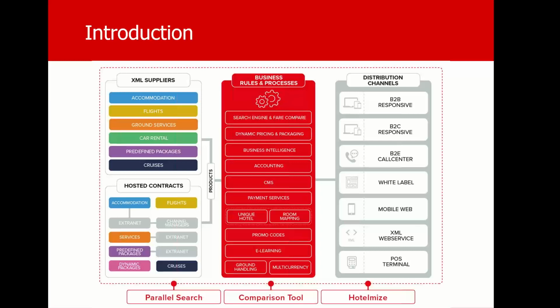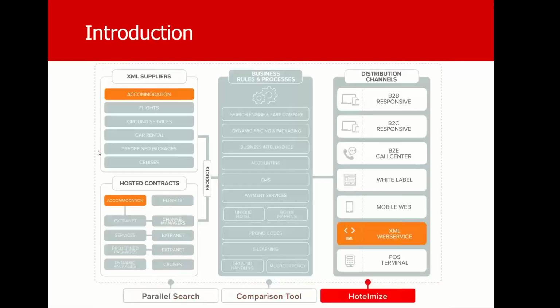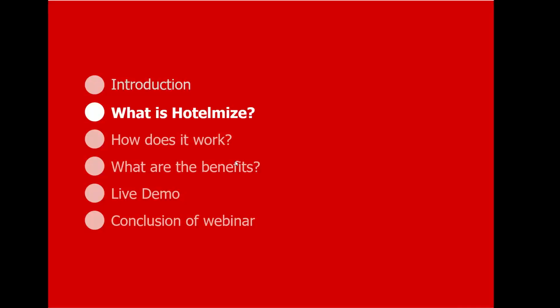And then on the right side, we can see all the different types of distribution channels that Juniper offers. In the case of Hotelmize, here marked in red, we have marked in orange the accommodation modules, as Hotelmize only performs its services on hotel bookings. Apart from that, we have also indicated the XML web service, as this is necessary for the module to work. We will give you more information about this later on. For this coming section, I am giving the floor to Omri, and he will explain to you what Hotelmize is and does, how it works, and what the benefits are.